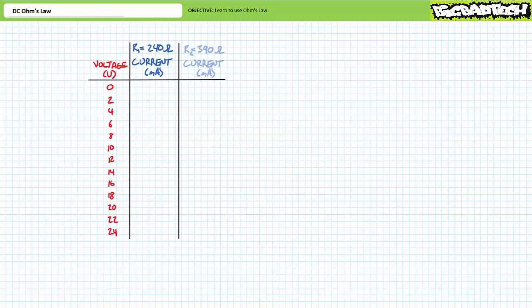To demonstrate the linearity of Ohm's Law, let's plot current as a function of voltage for this set of resistors, R1 having a value of 240 ohms and R2 having a value of 390 ohms. Let's look at the 240 ohm resistor. Consider a 240 ohm resistor that experiences 0 volts to 24 volt differentials in 2 volt increments. With a 0 volt differential across it, no current will flow through it.